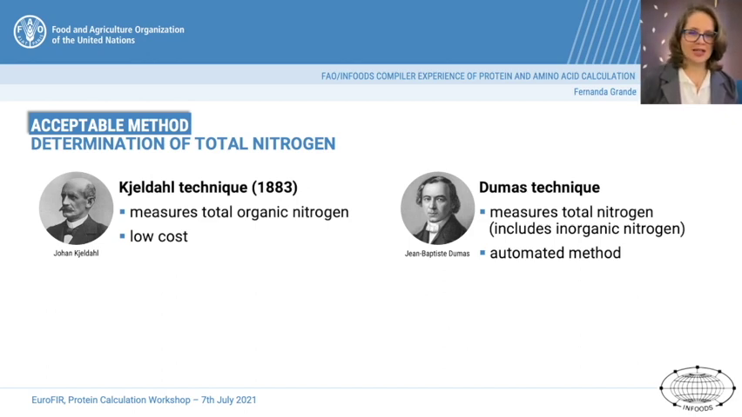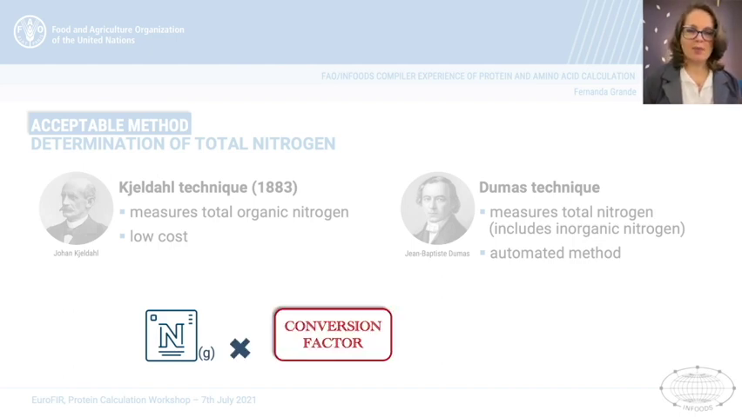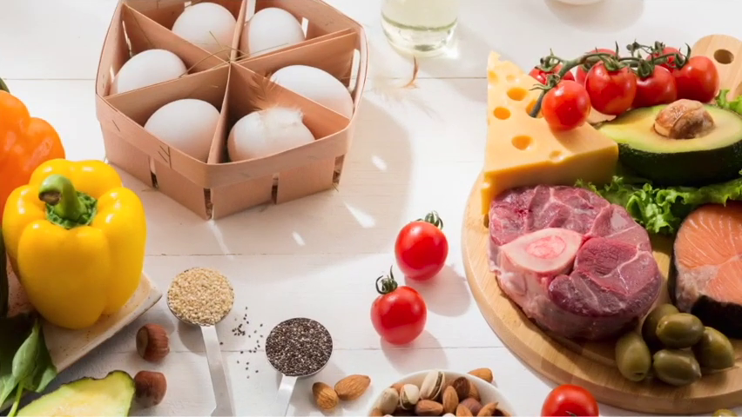But in both cases, they will give us the nitrogen content in the food. And since we know that the main source of nitrogen in foods in general is protein, by applying a conversion factor, we can calculate the protein content in the food, in this case, indirectly determined. By calculating protein based on nitrogen following this approach, some assumptions are needed.